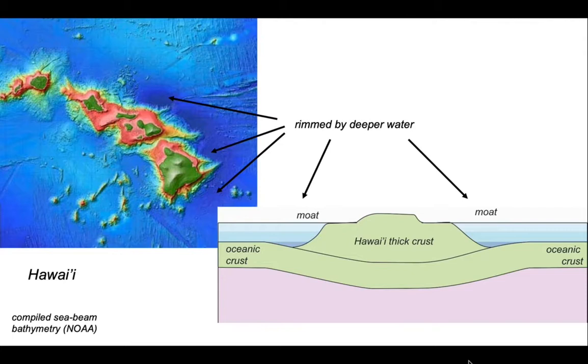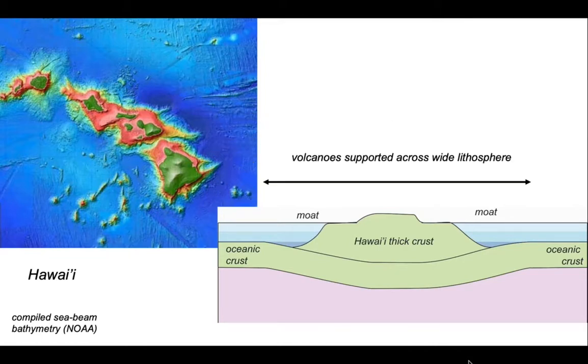And the idea is that the crust of the Hawaiian chain is thick. This is a chain of volcanoes. And these volcanoes have loaded the lithosphere upon which they've erupted. These volcanoes are supported across a wide lithospheric region. So consequently, the surrounding lithosphere has subsided, and that part that is not containing volcano remains as a moat of deeper water, bending or flexure of the oceanic plate.